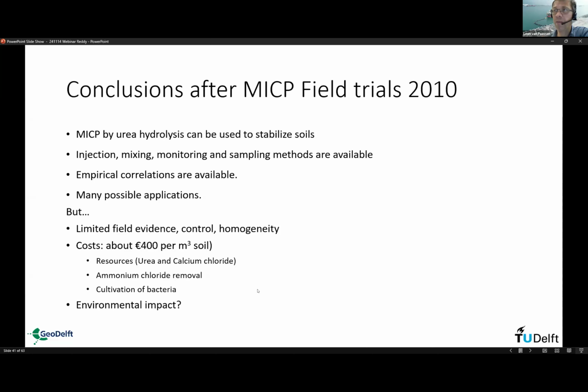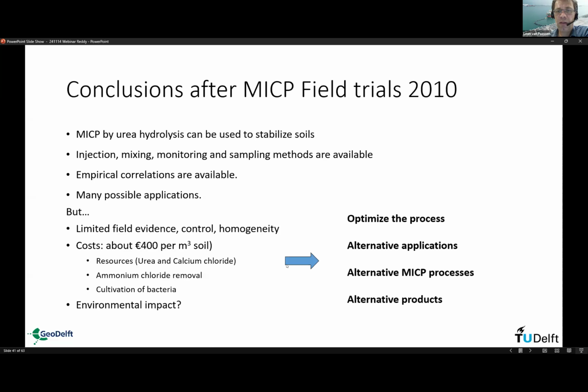Well, also the environmental impact. We started this research by thinking, okay, if we use a biological method, maybe it's more sustainable. But if you look at the type of equipment used and all the resources, it's still consuming quite a lot of resources. You also produce ammonium chloride, which is a byproduct that has to be removed. And you have to cultivate bacteria. So all these processes and products require energy and resources. So you really have to do a life cycle sustainability assessment in order to evaluate the environmental impact.